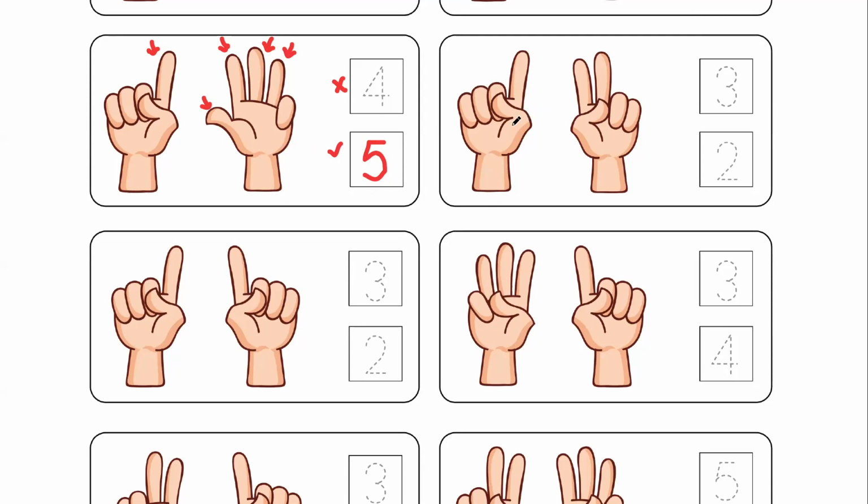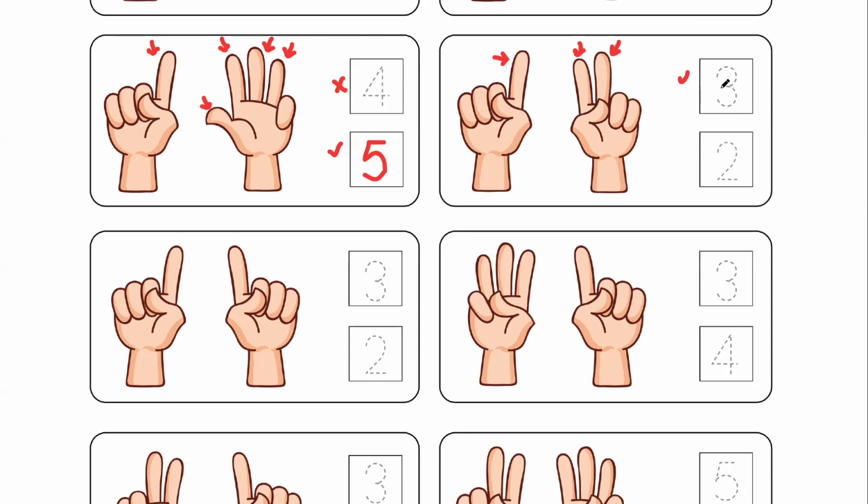Now let's start counting how many fingers are opened by these two hands. So this is our finger number 1, this is our finger number 2, and this is finger number 3. So 3 fingers are opened by these two hands. So that means that 3 is the correct number, right? So in front of you, you got two numbers. This box contains number 3 and this box contains number 2, and 3 is the correct answer, right?